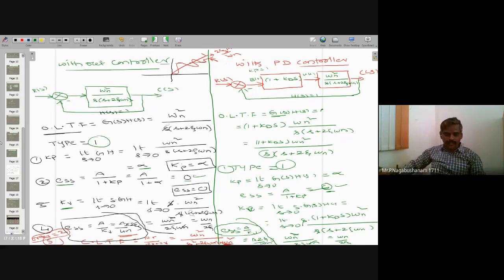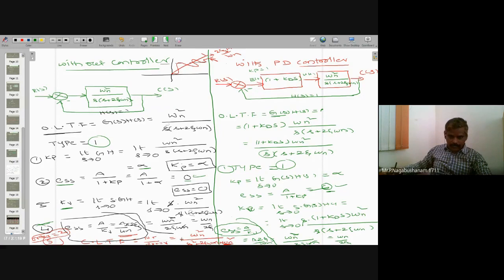Check it out. This is without controller. It is with controller. Both will be the same answer. That means it does not affect. It will not change the steady state error. That means PD control will not change the steady state performance, but it will change the transient performance. We will see. Next, I have to compare the closed loop transfer function.